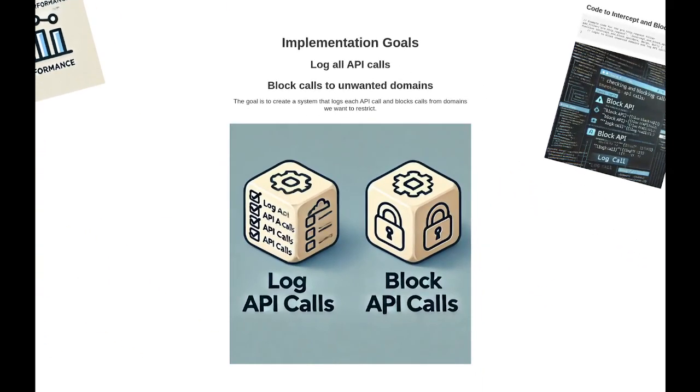For this project, we have two main goals. First, to log all API calls for a complete record of site activity. Second, to block calls to unwanted domains, ensuring that the site communicates only with necessary services.